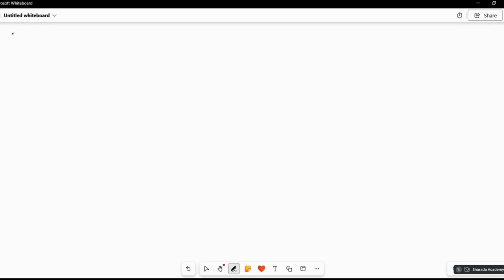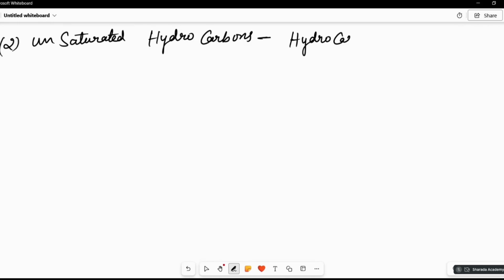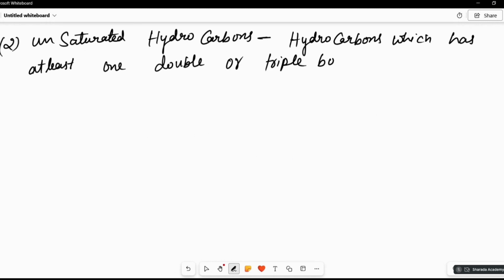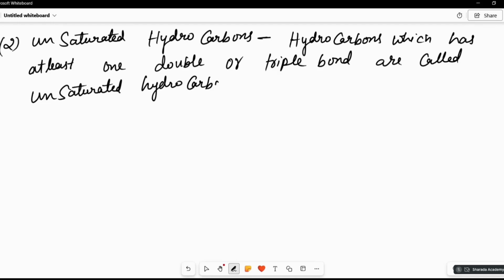Right, next, unsaturated hydrocarbons. Hydrocarbons which have at least one double or triple bond are called unsaturated hydrocarbons.